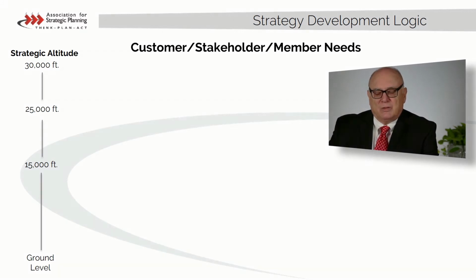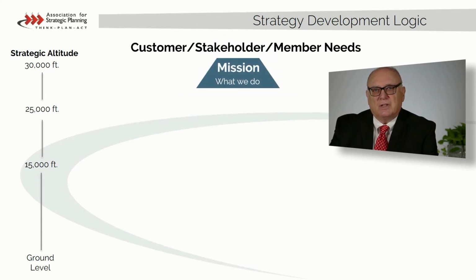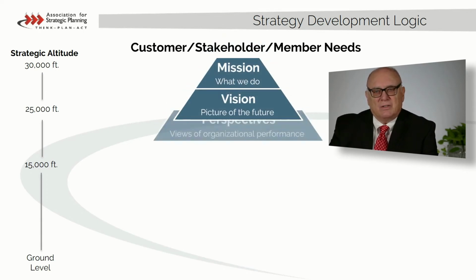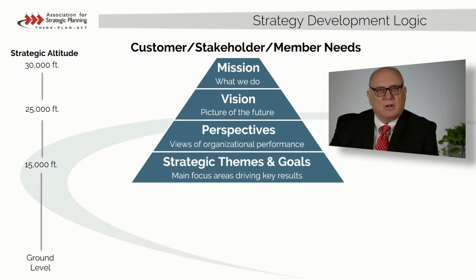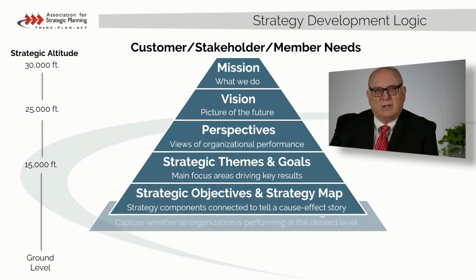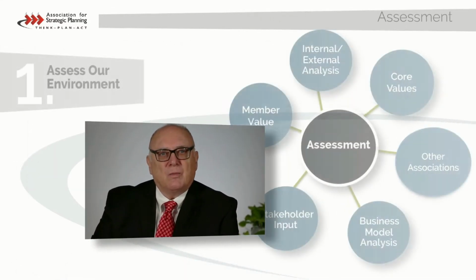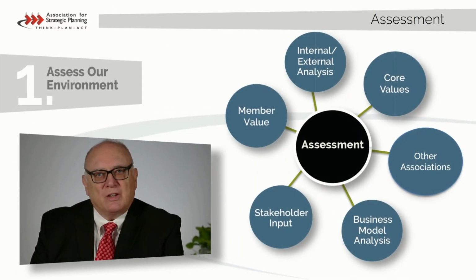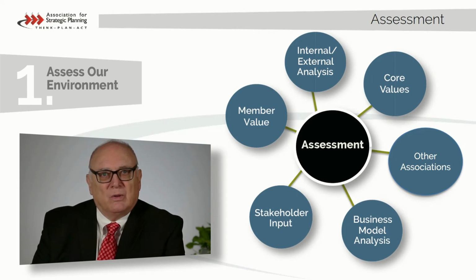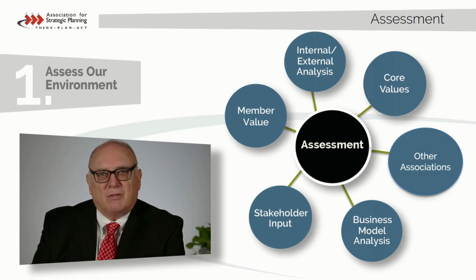The rest of the elements of strategy follow in a logical order, and the final strategy and strategic plan connect these various strategy elements into a story that the whole organization can use to become more strategy-focused and results-oriented. We started with an assessment of what we know and what we don't know about the internal and external environment that we're in, our core values, our financial position, our business model, our capabilities, and about what other associations are doing in this space.